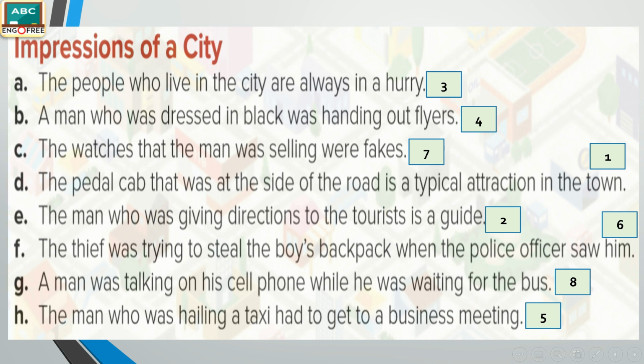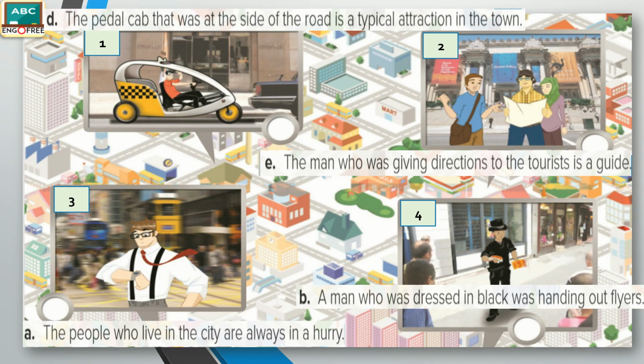F. The thief was trying to steal the boy's backpack when the police officer saw him. G. A man was talking on his cell phone while he was waiting for the bus. H. The man who was hailing a taxi had to get to a business meeting. Now I want you to listen to the answers again and repeat.